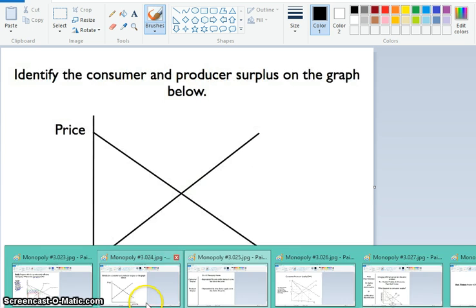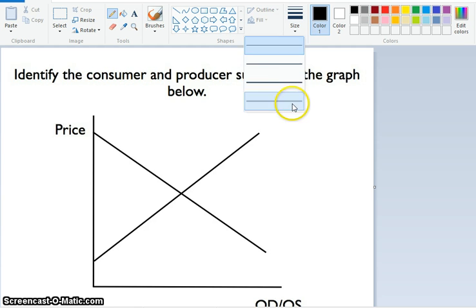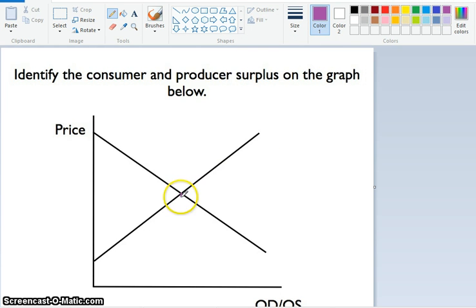I'm going to come back here to this graph. So I need a marker. All right, we'll go purple. So here's our equilibrium point. That means our quantity is here. So remember, your producer and consumer surplus can't be to the right of this quantity. We're not producing out here, so there's no surplus that can occur. And the price is right here. So our consumer surplus is on the top. Producer surplus is on the bottom.